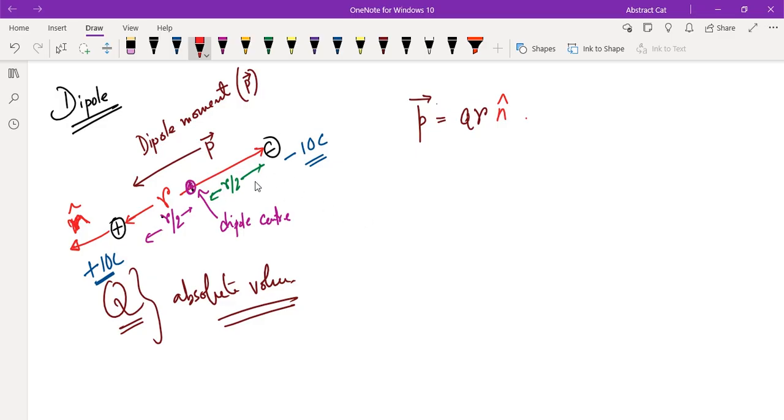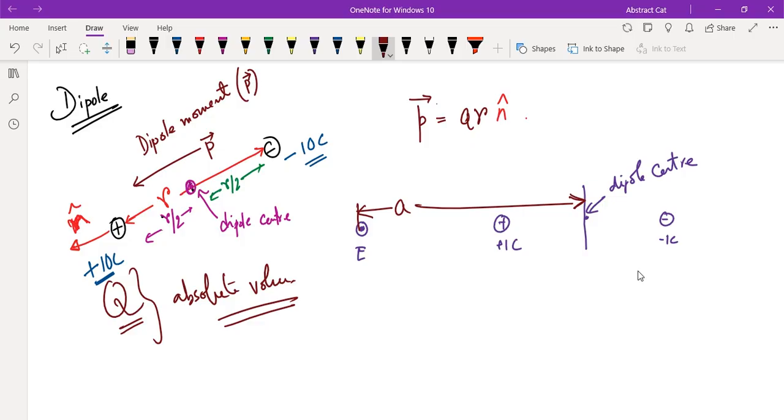That's the basic concept of dipole: two charges of equal magnitude, with a separation, and a dipole center. In our class 12 physics, there is an important question: calculate the electric field at the axis of the dipole. Axis of the dipole means a positive charge and a negative charge, say plus 1 coulomb and minus 1 coulomb. Calculate the electric field from the dipole center to that point. Here I say that point is A.